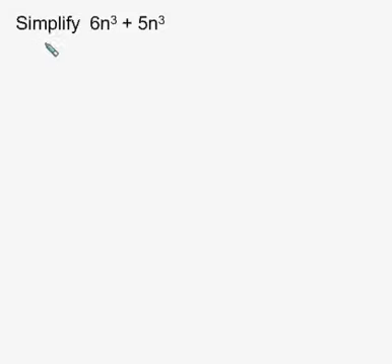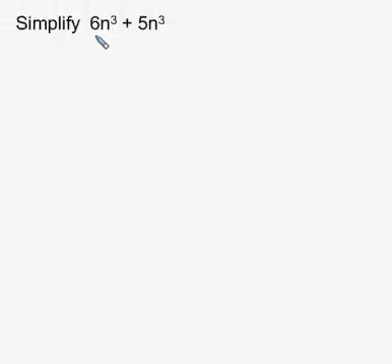In this problem, we are to simplify the algebraic expression 6 times n cubed plus 5 times n cubed. It's at this point I want to remind you what multiplication is. Multiplication represents repeated addition, which means that if you have 6 times something, it means whatever that something is, in our case n cubed, you are adding that to itself 6 times.